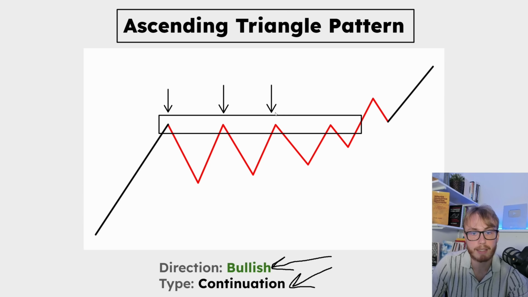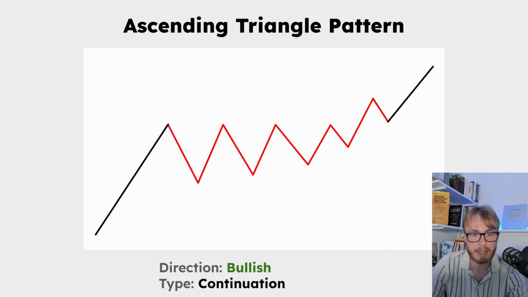The price got rejected multiple times at a level indicating selling pressure. The next thing we need to identify is that we want to see higher lows. So here we have a low, here we have a higher low, yet another higher low, and yet another higher low. So what we then do is draw a support line like this.